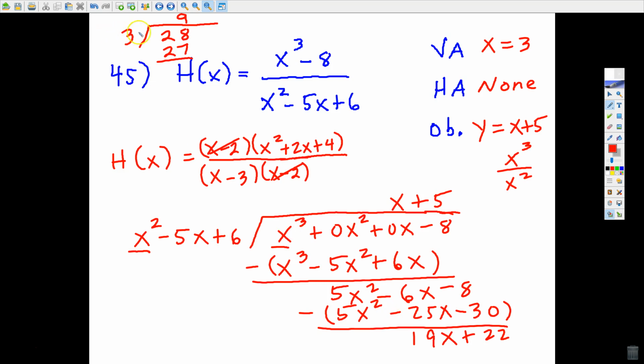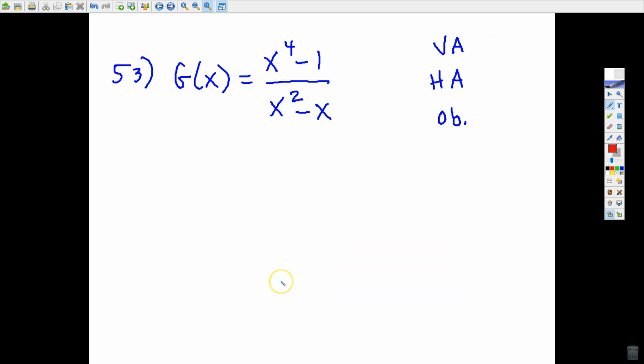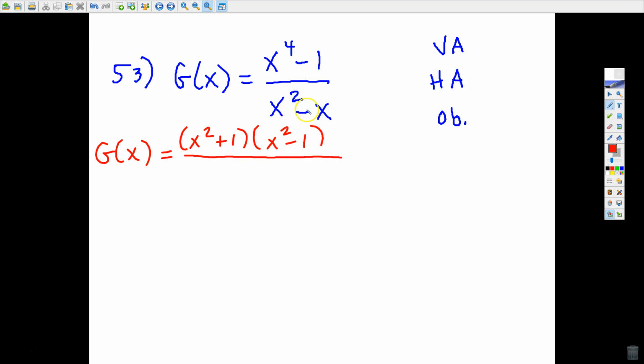Okay, questions on long division, oblique asymptotes? That's a new concept. All right, let's try this one. Let's factor everything first. In the numerator, I've got the difference between two squares. So hopefully you remember how that factoring looks. In the denominator, I've got a GCF.